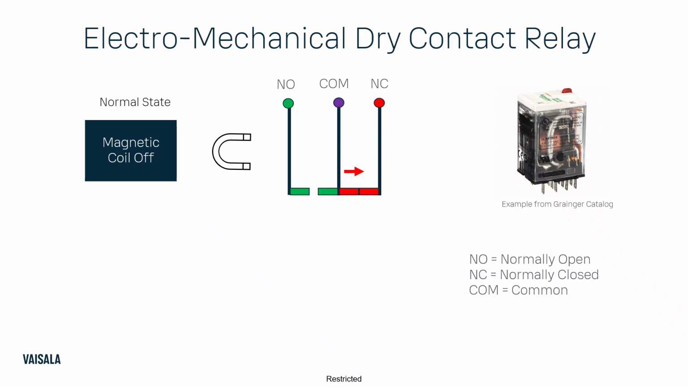The first of them, and probably the most popular that you can see everywhere, is the electromechanical dry contact relay. This is an electromagnetic device where, if you take a look at the picture from the Grainger catalog there, that's a typical dry contact relay. You can see through the clear glass there that it has an electromagnetic coil that is directly tied to whatever sensing electronics exist inside the device it's connected to.